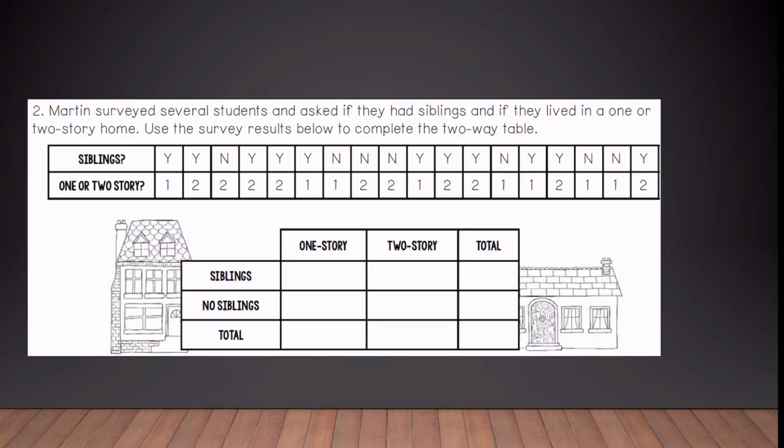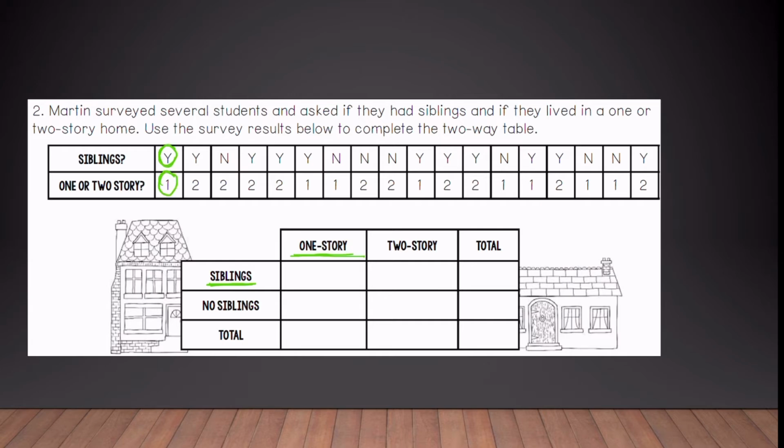Another thing we have to be able to do is take the data that we surveyed and actually fill in all the aspects of the table. Here's how I would do this, okay? It's very important that we do this the right way. So we're going to see how many have siblings that live in a one-story house. So we look. So they have siblings in a one-story.